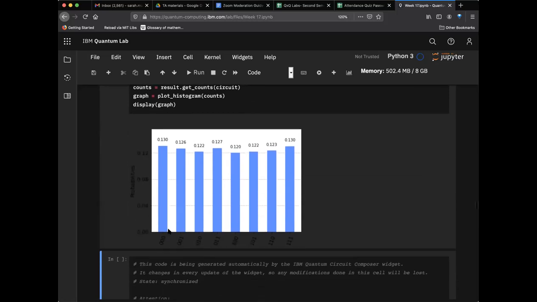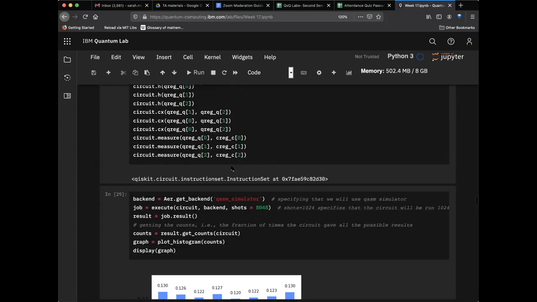And the states that we can be in are 000, 001, 010, 011, 100, 101, 110, and 111. So it's all the possible options. And that's kind of what I initially created.